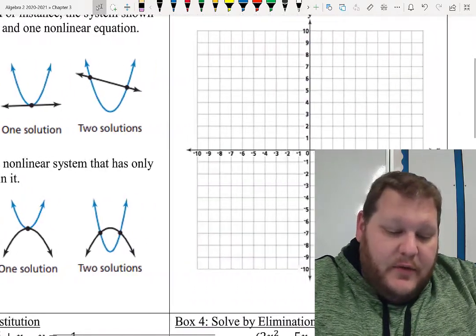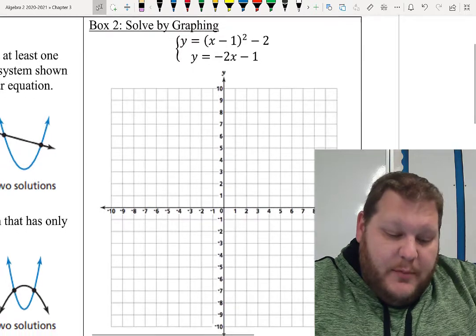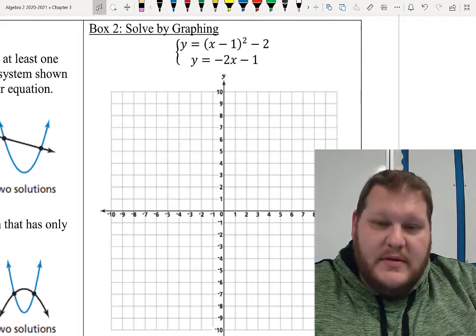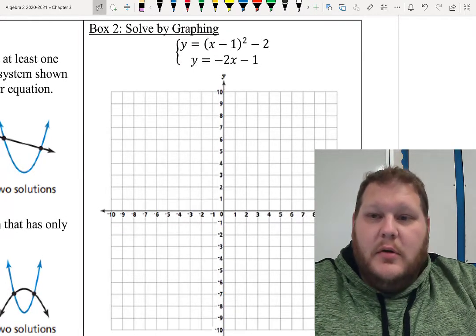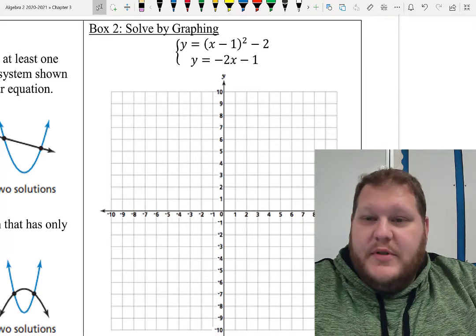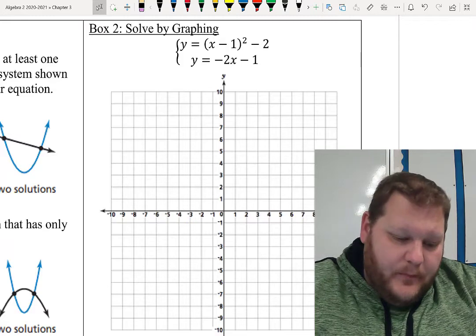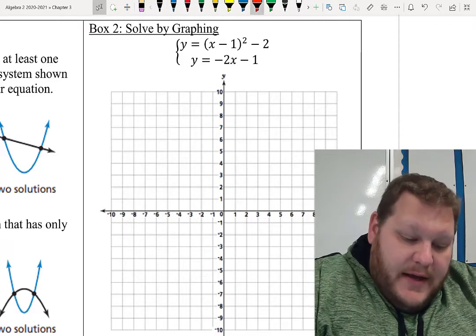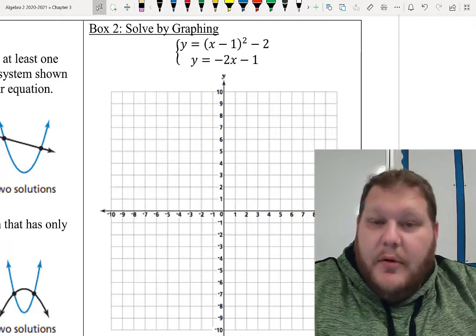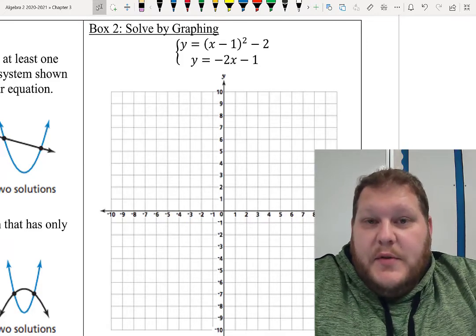So we've got three different ways of solving our systems, just like before, those same methods. We'll solve by graphing, we'll solve using substitution, we'll solve using elimination. So when we solve by graphing, as you would expect, we're pretty much just going to graph both of these equations and then find the points where they intersect.